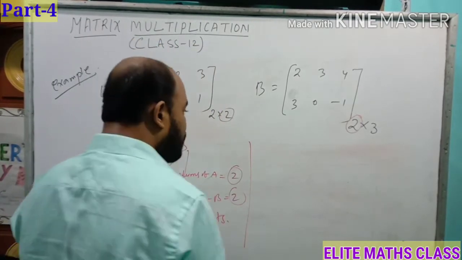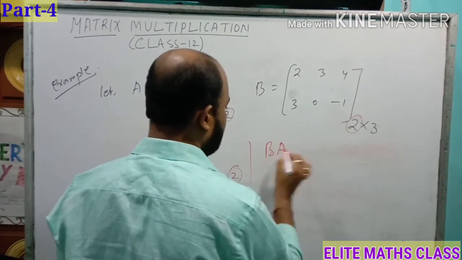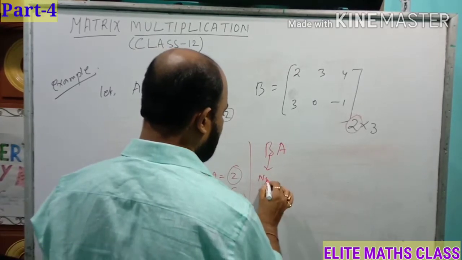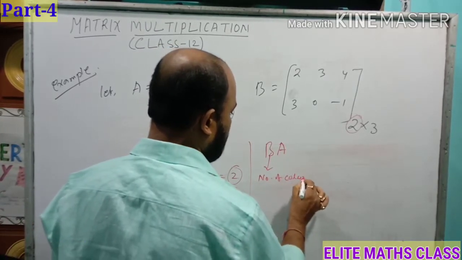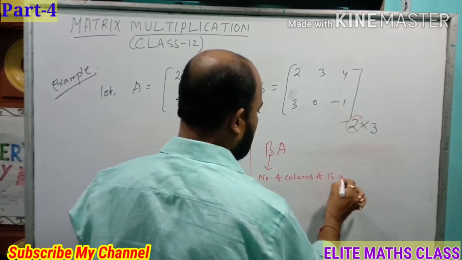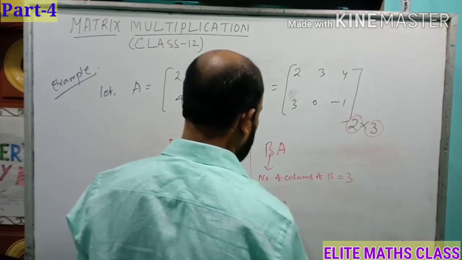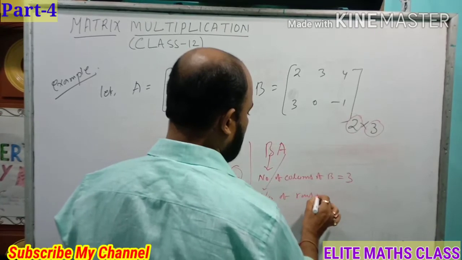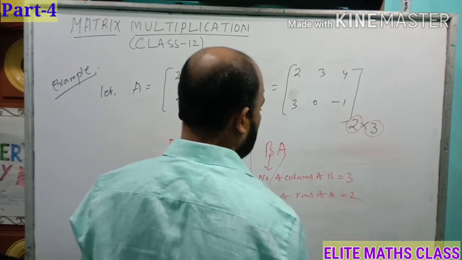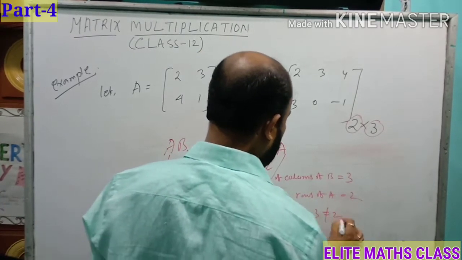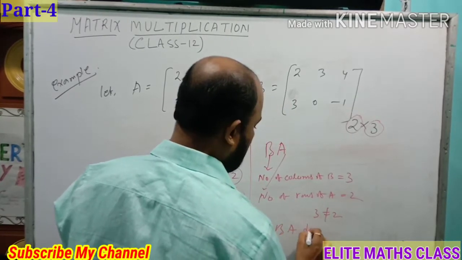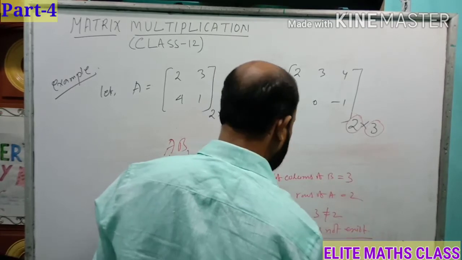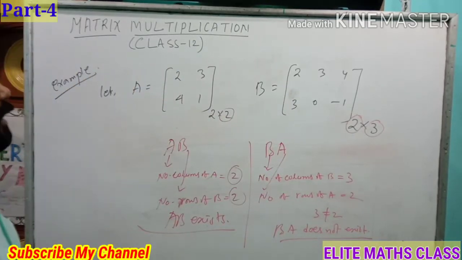Now see, can we find BA? For finding BA, we must have the number of columns of B, which is 3, equal to the number of rows of A, which is 2. So here 3 is not equal to 2, that is, BA does not exist. So this is the condition.